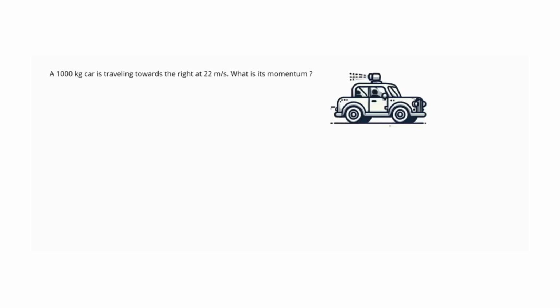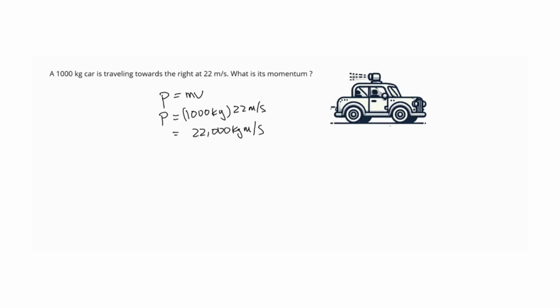Start with another simple question. We have a 1,000 kg car moving to the right at 22 meters per second. What is its momentum? Again, p equals mv, and our momentum would be 1,000 kg times 22 meters per second, which gives me 22,000 kg·m/s. Really, really straightforward.